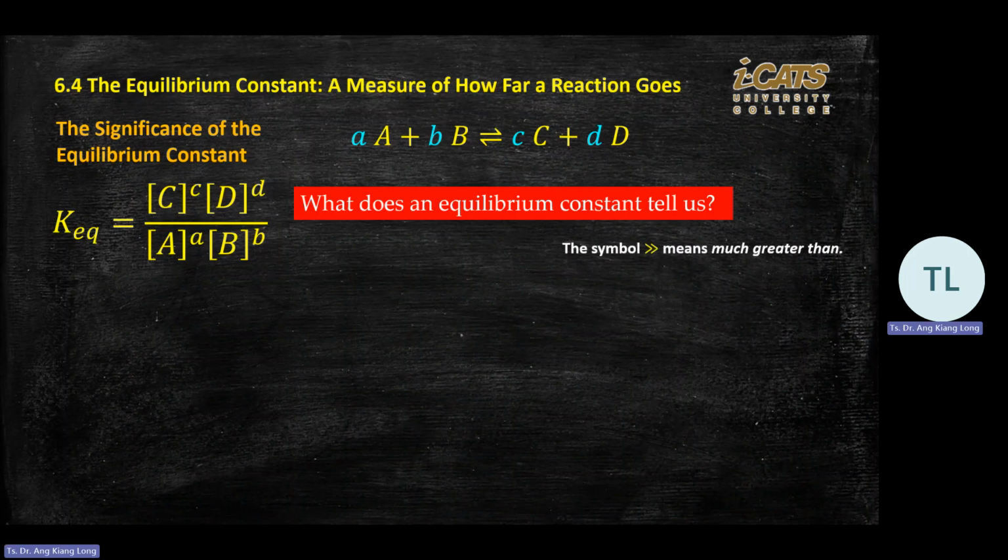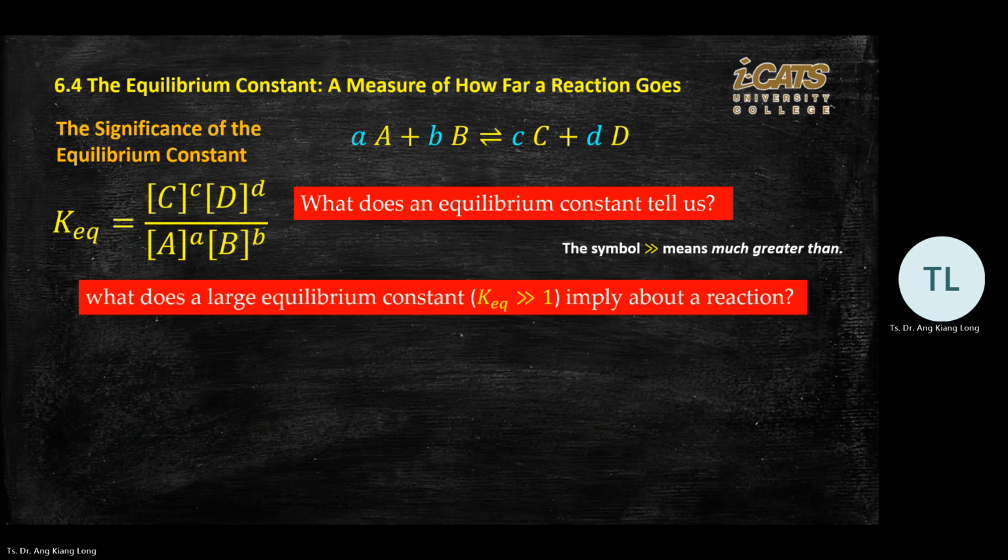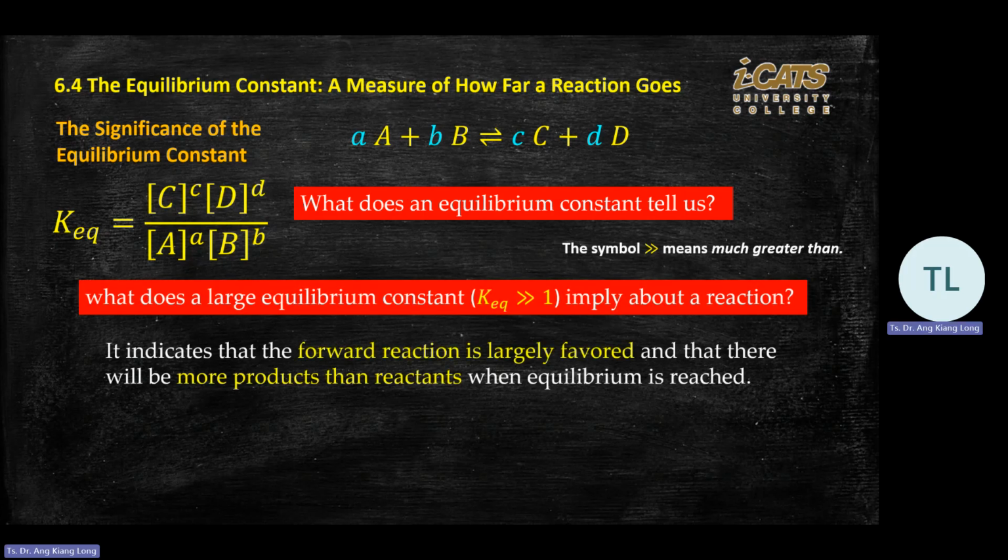So what does this constant tell us? Okay. So if you get a number later in the real scenario, if you get CD divided by AB, you get more than 1. It means it's a forward reaction. Means it moves from the left to right, from reactant into product. So there will be more product than reactants when equilibrium is reached.